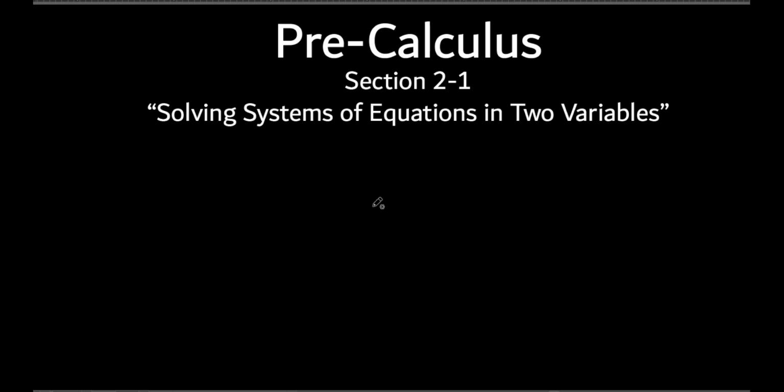Okay, good. I'm just going to start off with an example. Example 1. What we're going to do is solve a system of equations. This thing right here is solving systems of equations. It means we have two different equations. Each equation has two variables.